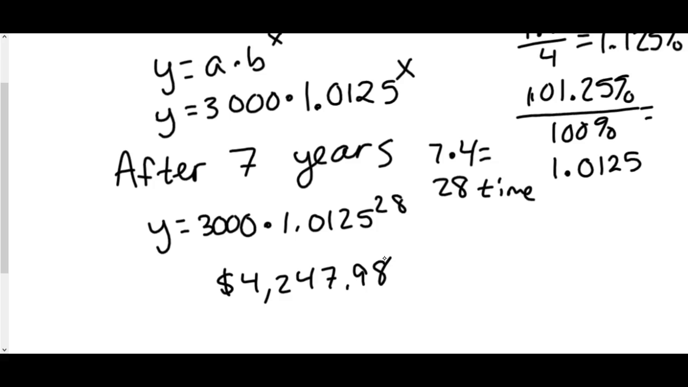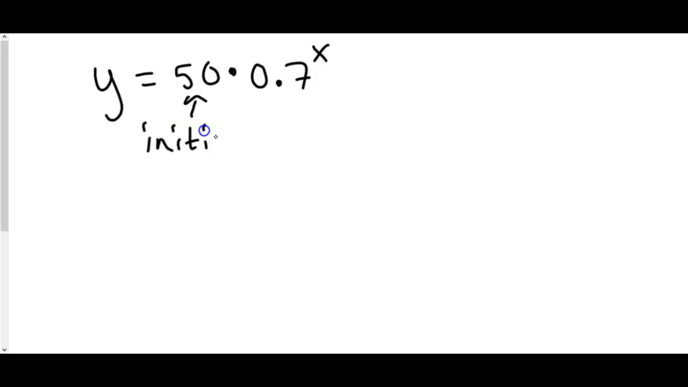So we have also exponential decay. When you have exponential decay, that growth factor will be a fraction smaller than 1, or a decimal smaller than 1. So on this equation, 50 would be the initial amount. 0.7 would be the decay factor. Again, the decay factor does not include the x. So these can be used with half-life.